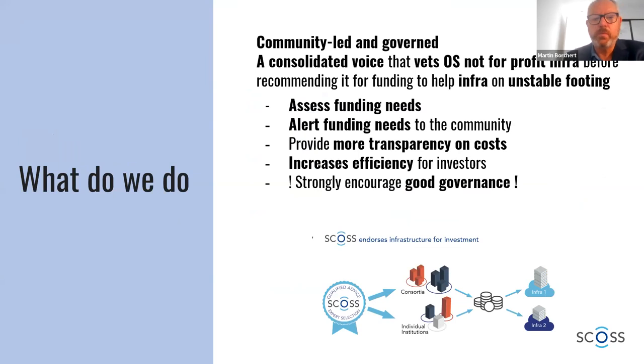So SCOSS, what we do is that we're a community-led and governed group with representatives from many parts of the world. We do a process where we do an EOI, which goes out to infrastructure, and they give a proposal using our template, and then we vet those, and then we have a few stages until we reach a small group of infrastructure that we want to support each year in a round, and then we contract with them, and then we help them to do crowdfunding.